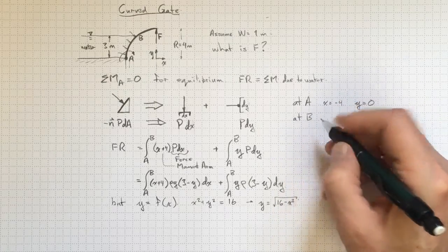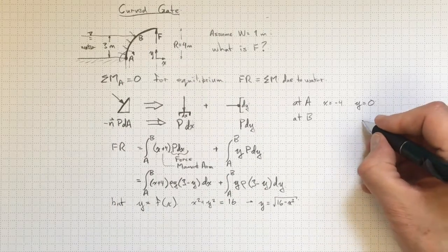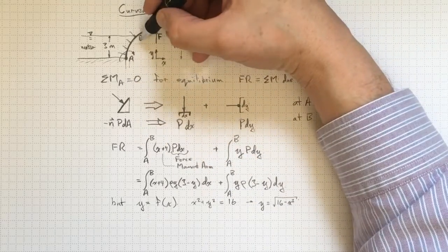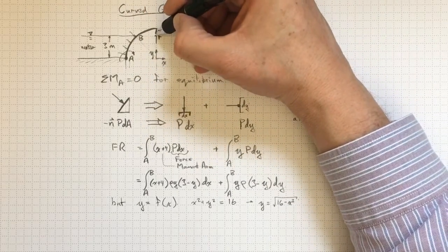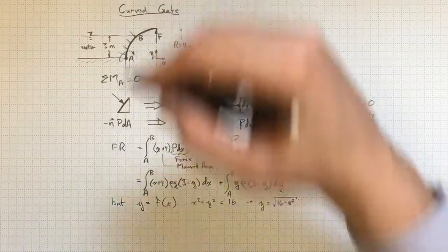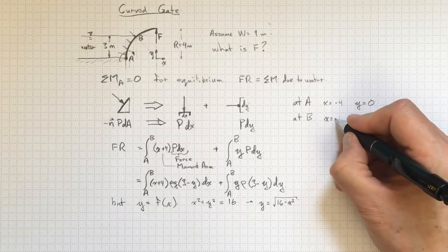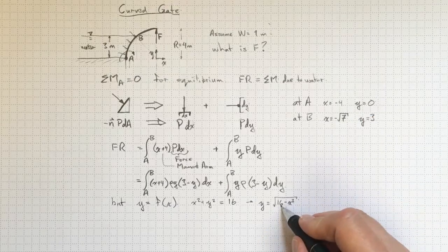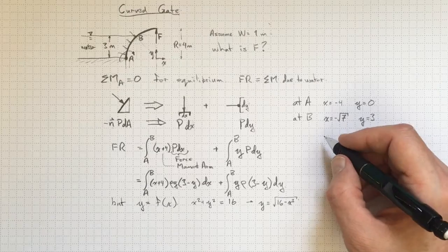And at location B, it's going to be a little more complicated. y is equal to 3. And we'll then have to figure out, if that's 4 and that's 3, then what's this location here? We'll wind up with x equal to negative square root of 7, plugging in here, so reversing the equation to figure out the corresponding x value.